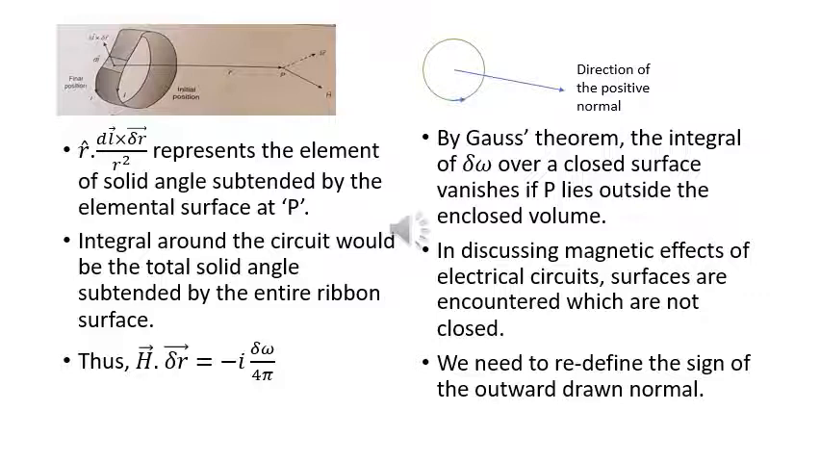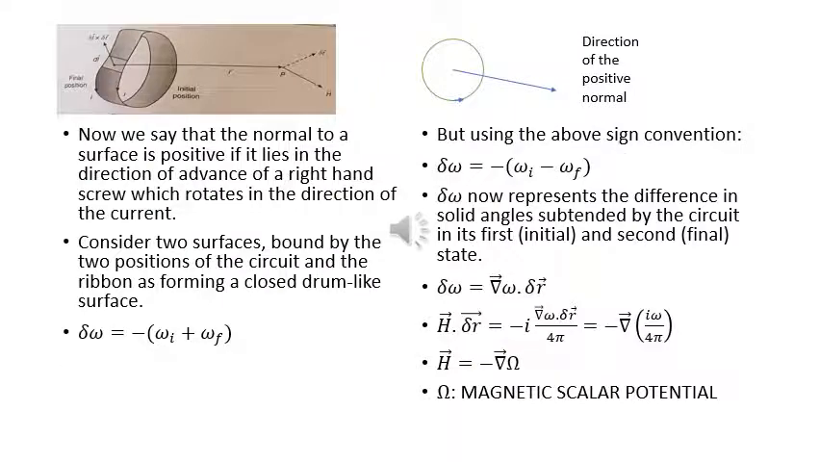By Gauss's theorem, the integral of delta omega over a closed surface vanishes if P lies outside the enclosed volume. In discussing magnetic effects of the electrical circuits, surfaces are encountered which are not closed. We need to redefine the sign of the outward drawn normal. Now we say the normal to the surface is positive if it lies in the direction of advance of a right hand screw which rotates in the direction of the current.